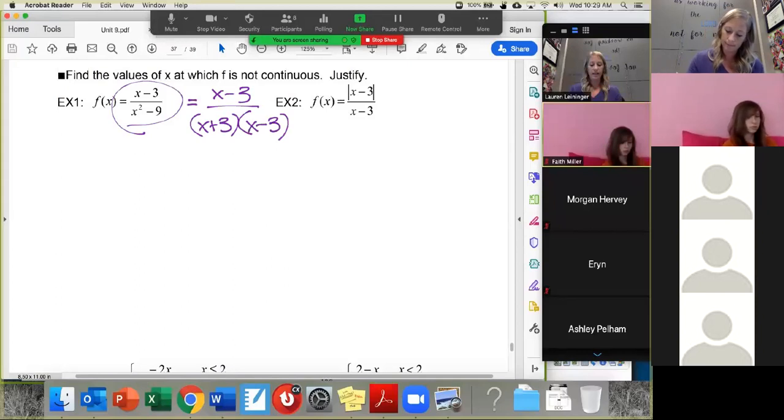You're going to cancel. The x minus 3's cancel out. Okay, so my x minus 3's cancel out. Now, what does that tell me? You have a hole at x equals 3. Okay, so I have a hole at x equals 3. My simplified version is then 1 over x plus 3. What other thing am I going to have to worry about in this equation?